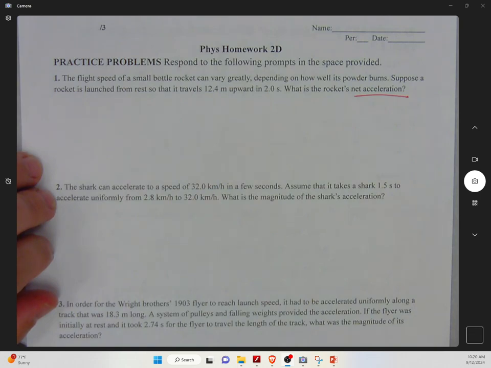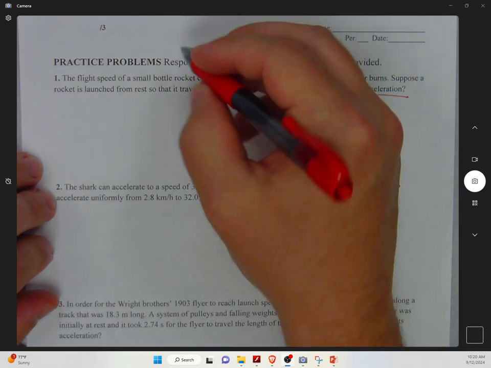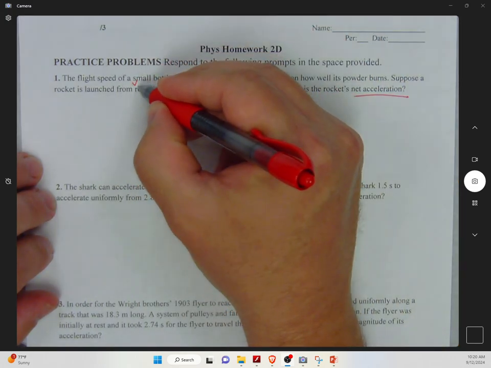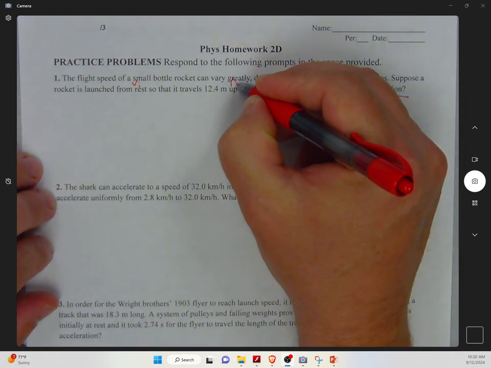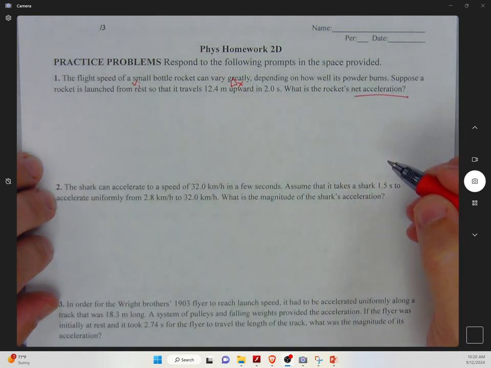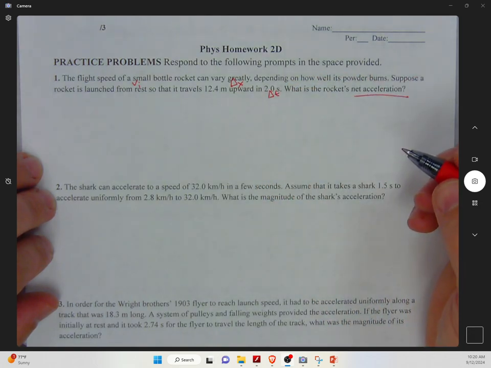well its powder burns. Suppose a rocket is launched from rest. So what does that mean? That is my initial velocity from rest so that it travels 12.4 meters upward. Okay, that's a displacement. In 2 seconds. What is the rocket's net acceleration?